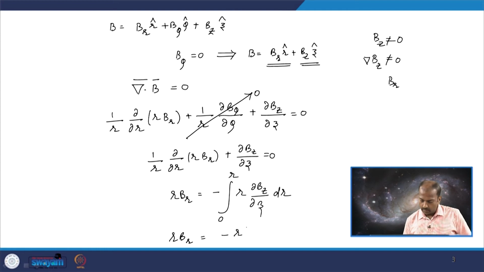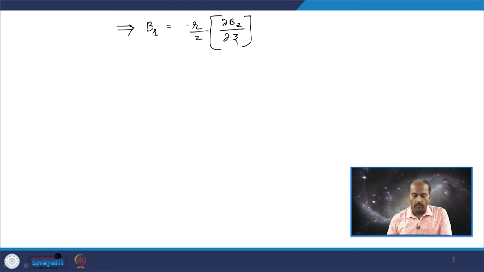Br is equal to minus R square by 2 times dou Bz by dou Z, which implies that Br should be minus R by 2 times dou Bz by dou Z. Now, one very simple thing that we can understand from here is that Br arises only due to the fact that Bz changes with respect to Z. If there is no change of Bz with the Z direction, there is no possibility that we can get Br.